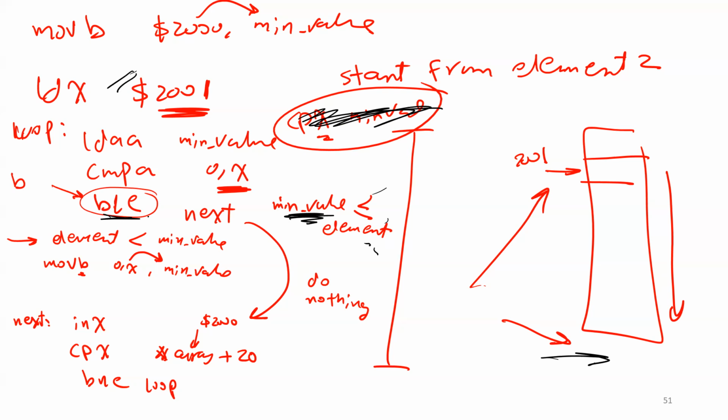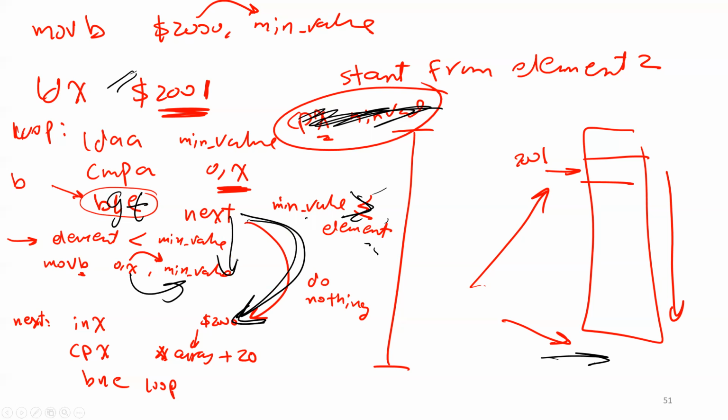I would change this one because here I'm going to skip when the element is less than or equal. Now I'm going to make it greater than. Make sense? So if the minimum value is greater, skip here. If not, if the element is greater, I'm going to put it here.